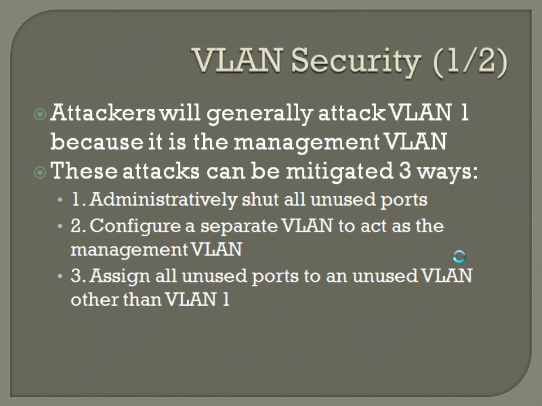It's basically VLAN 1 has a little bit more clout because it's handling management as well. These attacks can be mitigated in one of three ways. You can administratively shut down all unused ports, which really isn't a bad idea, but if you're trying to have users connect to other devices on the fly, you're going to have an administrator there to re-enable ports. The other thing you can do is configure a separate VLAN to act as the management VLAN, basically set up a VLAN other than VLAN 1 to act as management VLAN so that there's not a problem there.